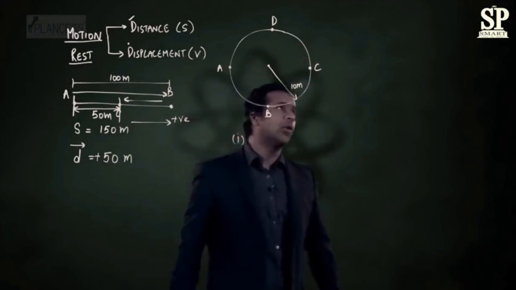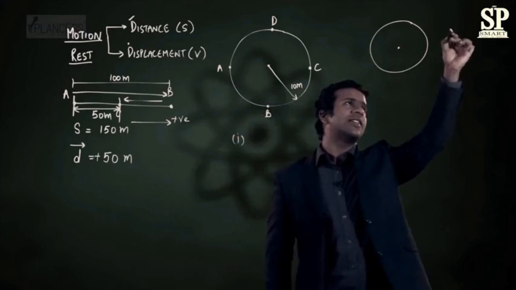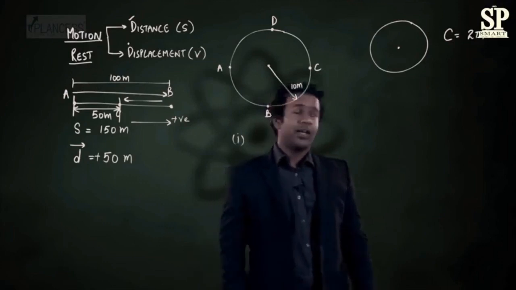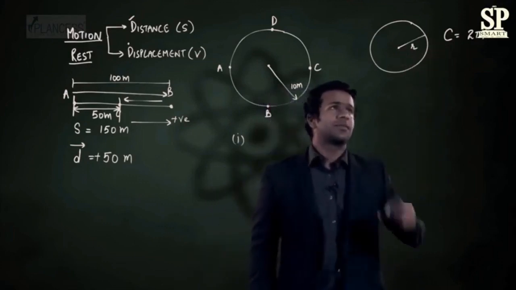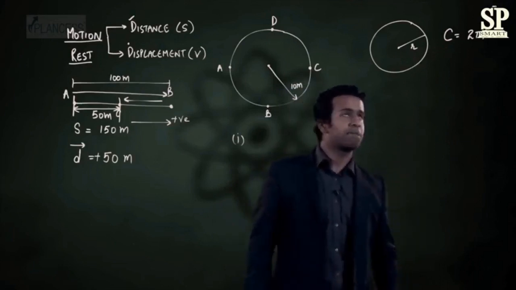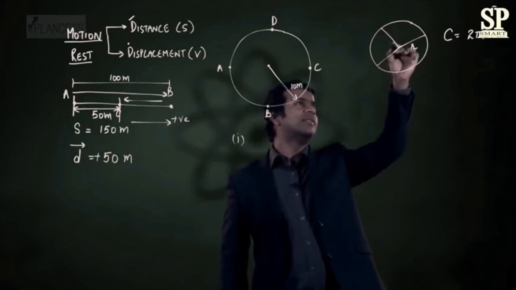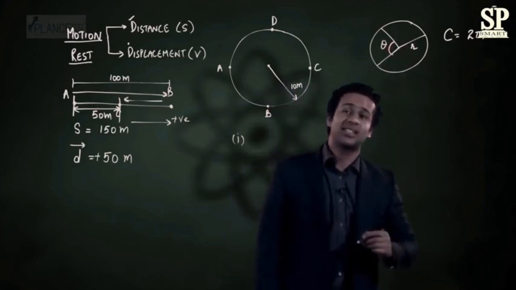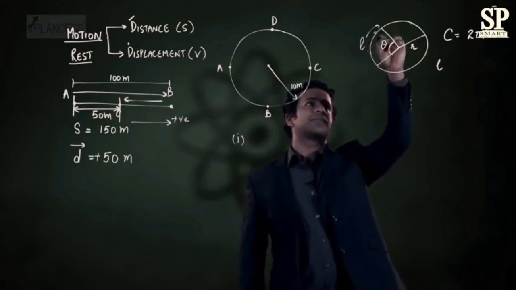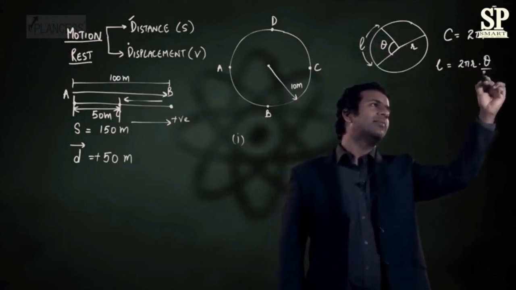Now, I hope you know that in a circle, the total circumference is equal to 2 pi r, right? Where r is the radius of the circle. So if you have a circle of radius r, the circumference of that circle is 2 pi r, right? Now, if you have a small sector which subtends an angle theta at the center, then the length of this arc is given by 2 pi r into theta by 360.